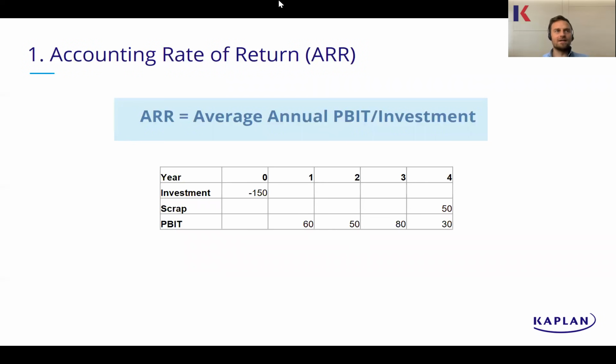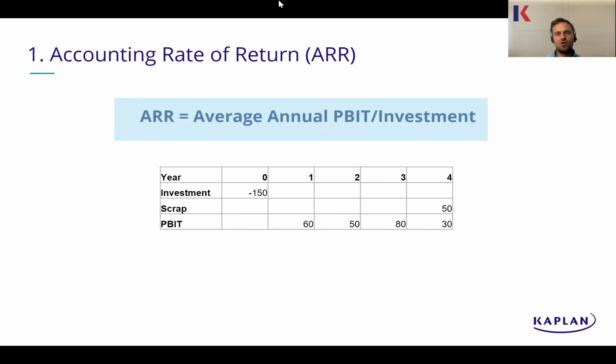Let's have a quick look at an example then. I've just made up some nice, easy numbers here. We've got this 4-year project. We're making the initial investment of 150, scrap of 50, and then we've got PBIT, so profit before interest and tax, of 60, 50, 80, and 30 across the 4 years of the project.